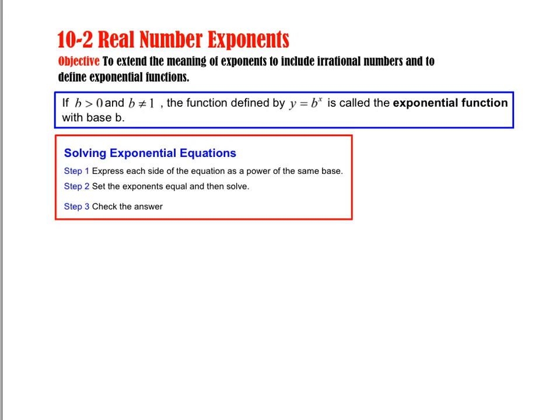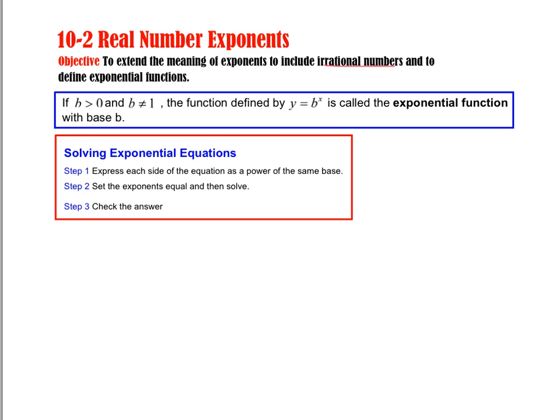Lesson 10.2 is about real number exponents. So you can see the objective there is to extend the meaning of exponents to include irrational numbers and to define exponential functions. So we'll be doing some simplifying again, as it says, with irrational numbers in the exponents. So maybe like a radical or pi or something like that. And then we'll also solve exponential equations.